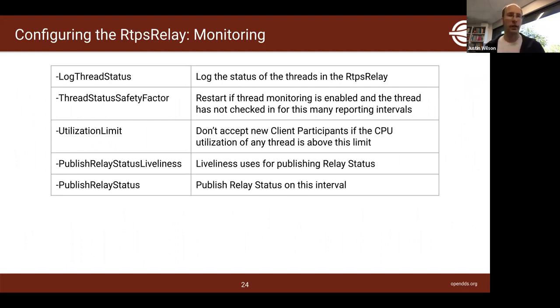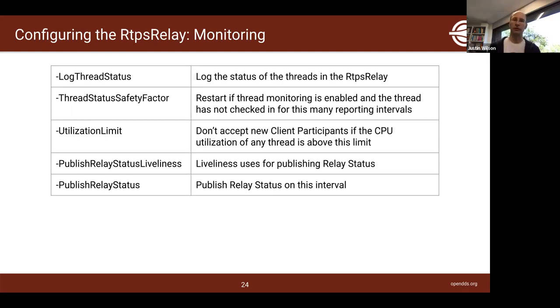So the RTPS Relay also has configuration related to monitoring. The first one is you can log thread status. So there is thread monitoring implemented in the RTPS relay. If you turn this option on, it will log out the thread status as it checks the thread status. And the thread status essentially contains the name of a thread and the utilization.